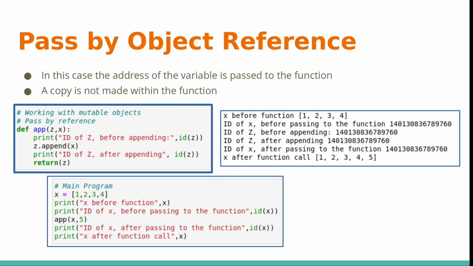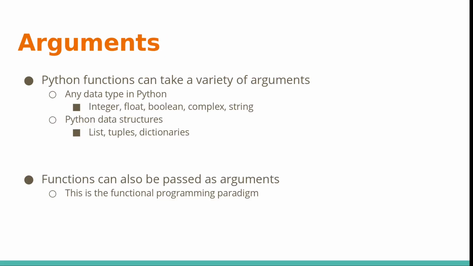So when we pass by object reference, depending on whether what you're passing is mutable or immutable, Python will either act like it has been passed by value, in which case it makes a copy. Otherwise, it assumes that it is passed by reference and it doesn't make a copy but works on the original. Functions can take many different types of arguments.